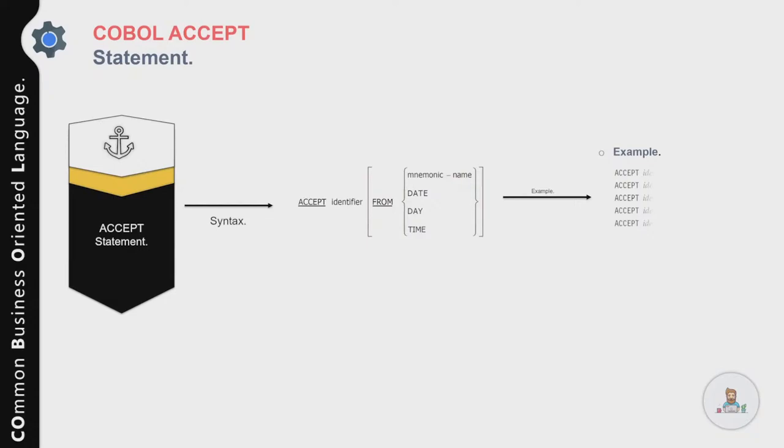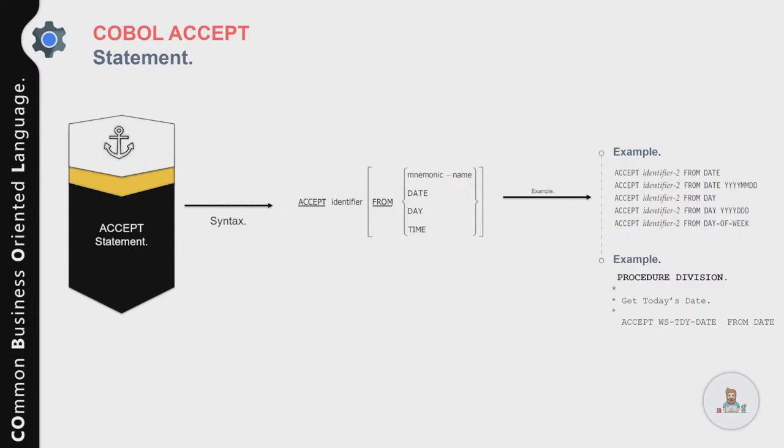And remember, if the from option is omitted, then the data is read into the identifier with left justification from the operator console. However, if the from option is included, then the data is read either from the specific hardware or from the operating system.